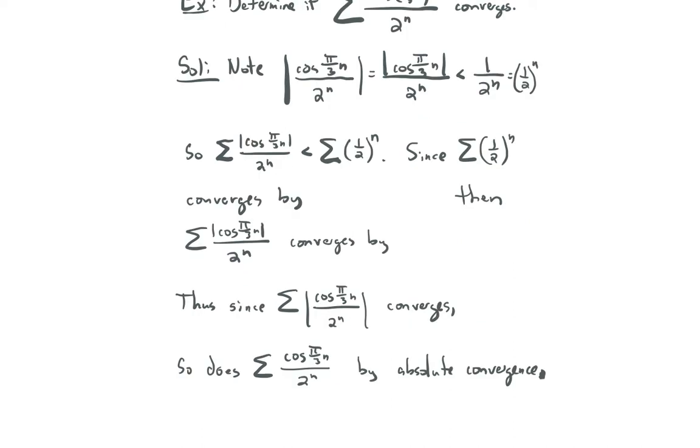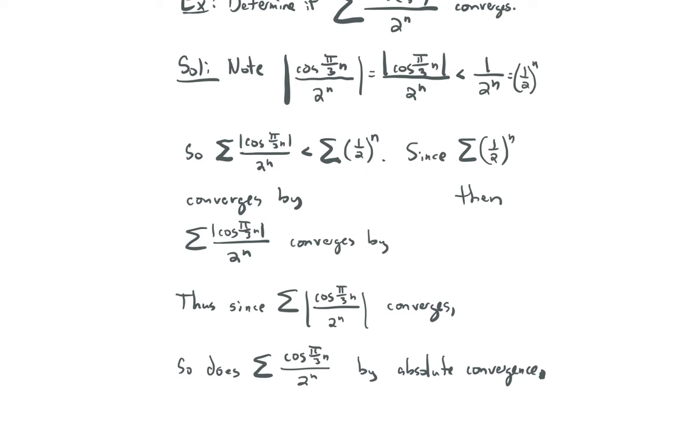So let's look at an example here. We have this series, cos of pi over 3n divided by 2 to the n. That's our series, and we want to determine if that converges.